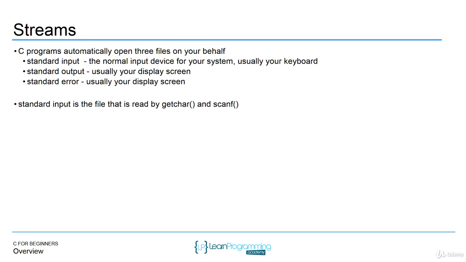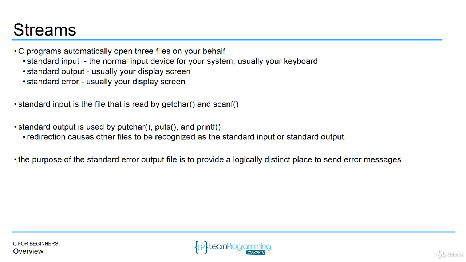I mentioned standard input is the file that is read by getchar and scanf. Standard output is used by putchar, puts, and printf. We've mainly been using printf. You can also redirect files on the system to be recognized as a standard input or output. This is redirection. This is an operating system concept where you can redirect data. Send the output to a file, for example, or get input from a file as opposed to standard input. This is where you can use the less than or greater than symbols. The purpose of the standard error output is to provide a logically distinct place to send error messages. So it's kind of separate. Even though it's displayed to the screen, to access it, you have to have a special command.